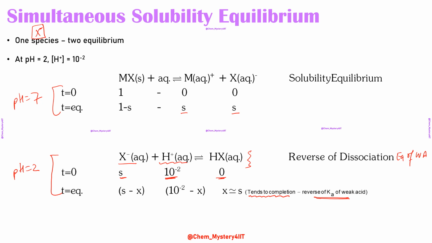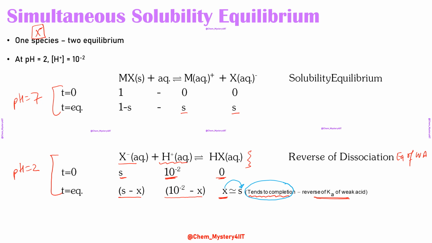So what we are writing here in the beginning: S minus X is the concentration of X minus ion, 10 raised to power minus 2 minus X is the concentration of H plus ions, and X will be the concentration of HX. Putting this back in place, since this reaction tends to completion, X tends to become S. If this reaction is completely going to completion, then X will keep on increasing, finally reaching the value of S.